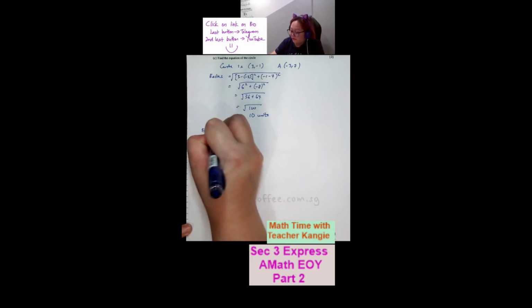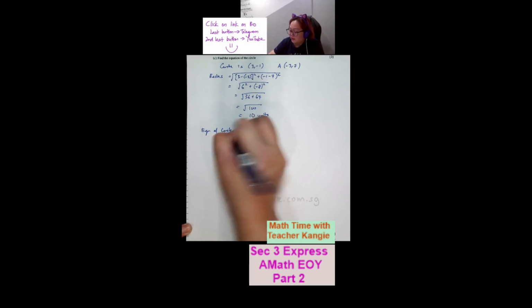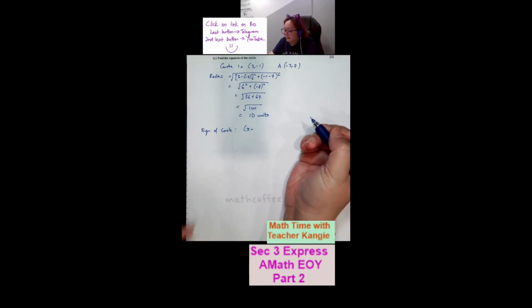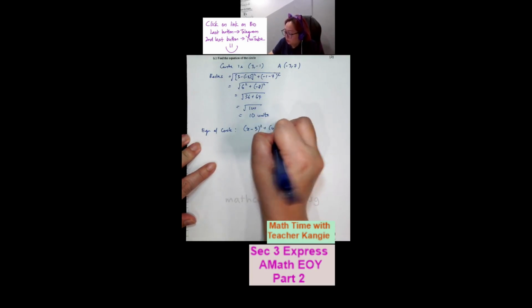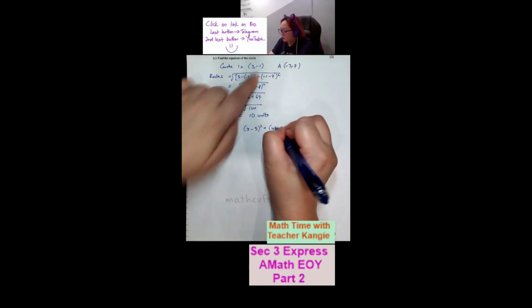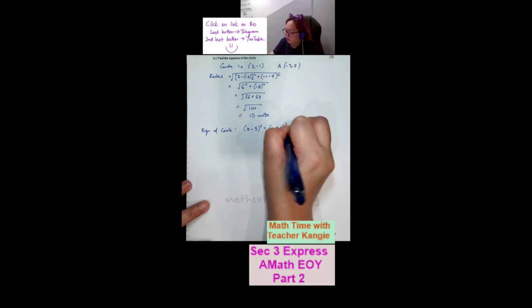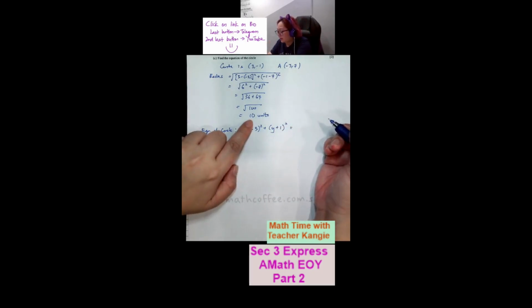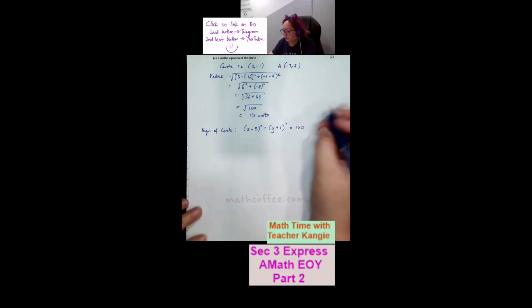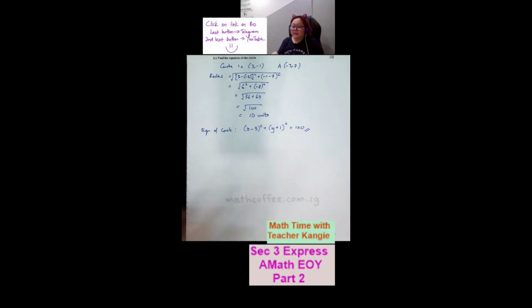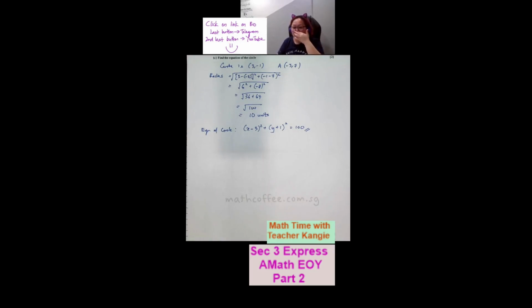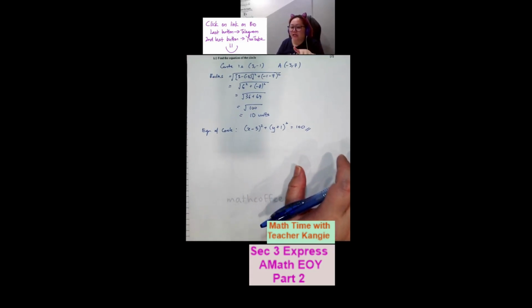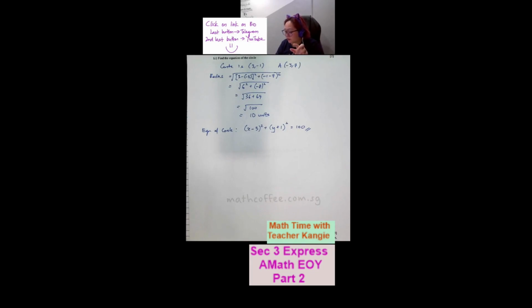Therefore, the equation of the circle is x minus 3 square plus y minus negative 1, so y plus 1 square, equals to radius square, 10 square, which is 100. And we are done. So this is the equation of the circle. You don't have to expand, you can leave it in this form. Okay, this is the standard form, unless they ask for general form, then you need to expand.